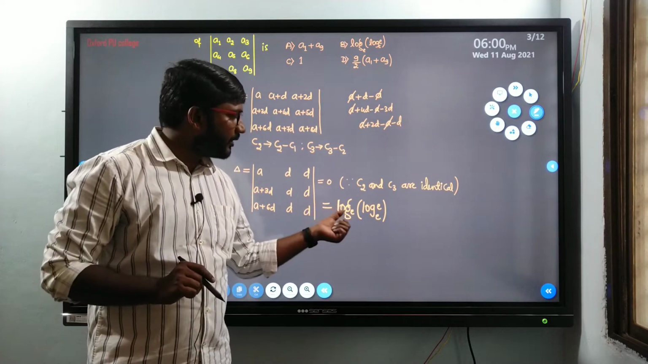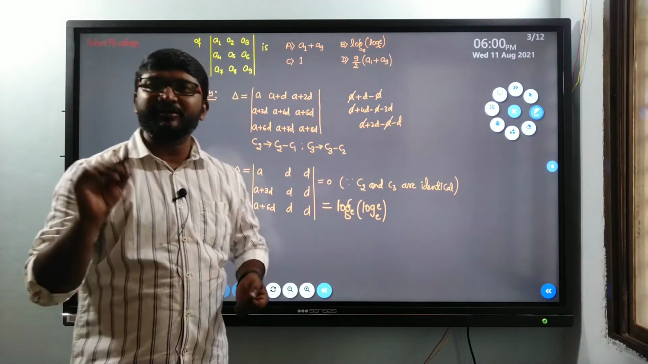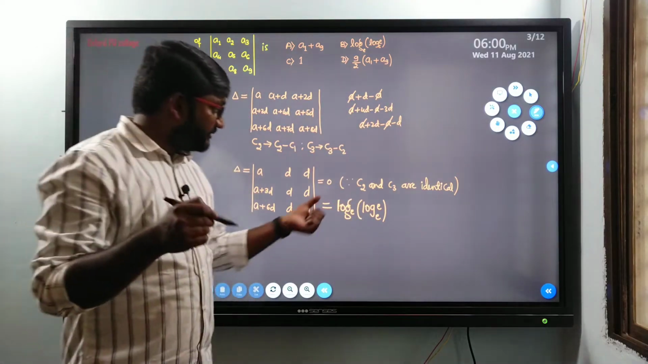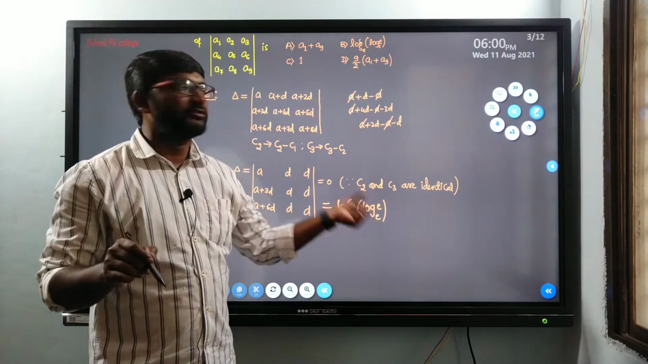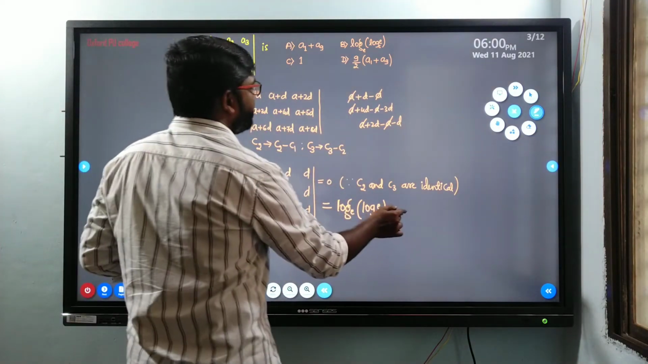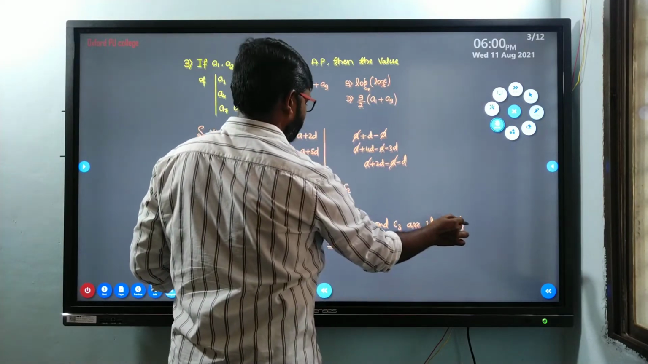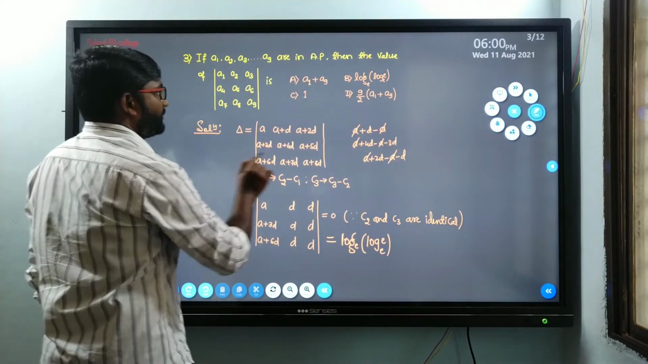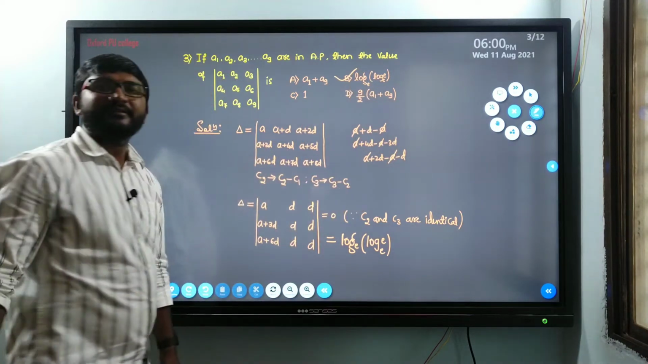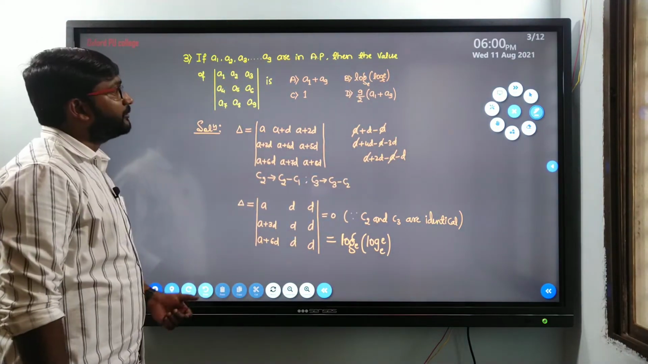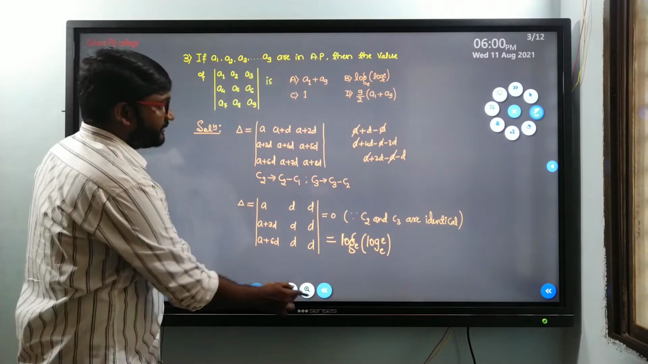So overall we have log 1 to the base e. Log 1 value will be 0. So 0 can be written in this form. So which is the right answer now? Option B is the correct answer. Yes, option B is the correct answer. So quickly go through this, then I'll be taking up the next question.